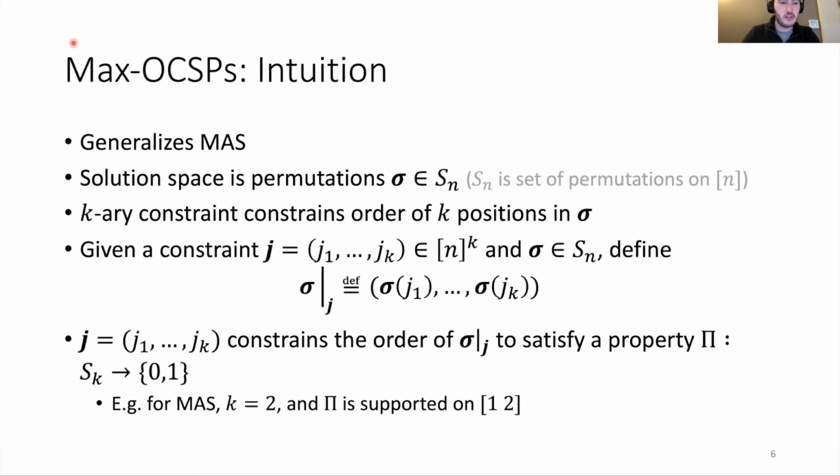So we think of a constraint j as saying something about the order of sigma restricted to j for a potential solution sigma. And in particular, it says that it has to satisfy a property which we call a constraint function that we denote by pi. So for instance, for the max acyclic subgraph problem, k equals 2, and the MAS constraint says that for 2 particular vertices u and v, they have to have the ordering 1, 2, and not 2, 1.